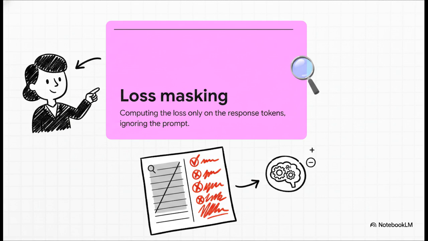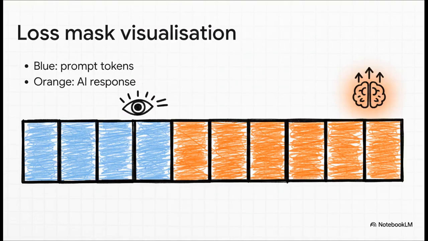The printed questions are just there for context. Loss masking tells the AI's backpropagation algorithm to effectively ignore the human's prompt when calculating errors and only penalize or reward the AI based on the words it generated in the response section. Visualizing this makes it immediately clear.